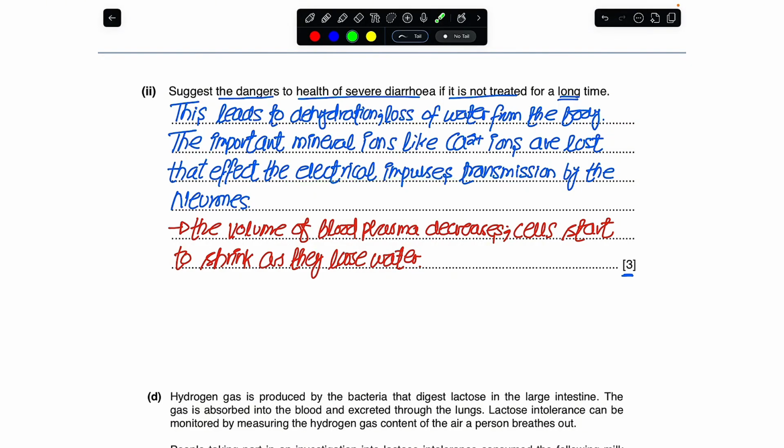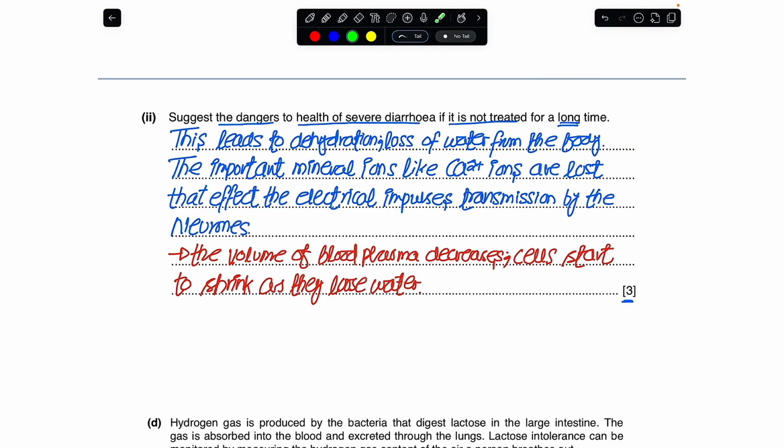If you forget any of these points, you could also write that if we are losing a lot of water in the diarrhea, as a consequence the volume of the blood plasma would decrease. And when the volume of the blood plasma decreases, the cells would start to lose water and shrink, and in severe cases, if we do not compensate for the loss of water and ions, this can also kill a person.